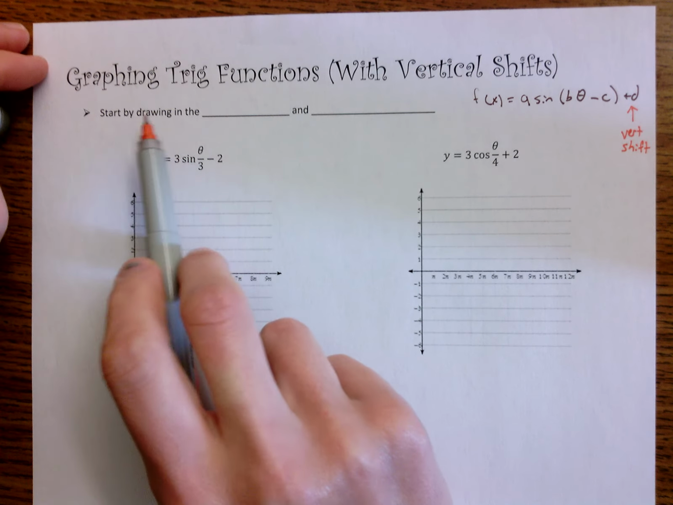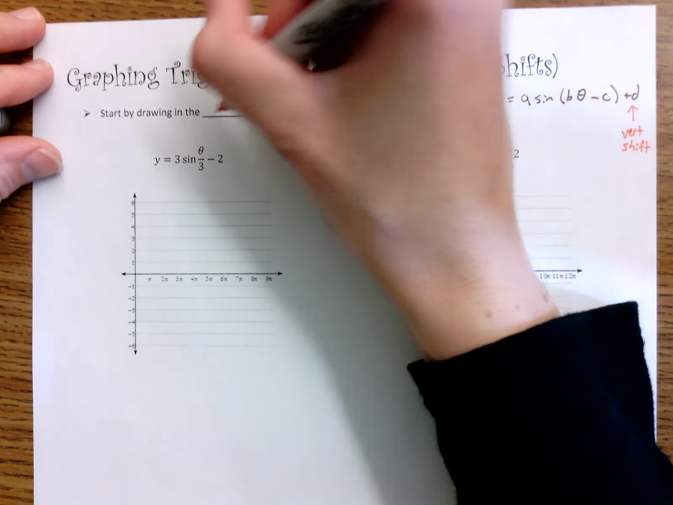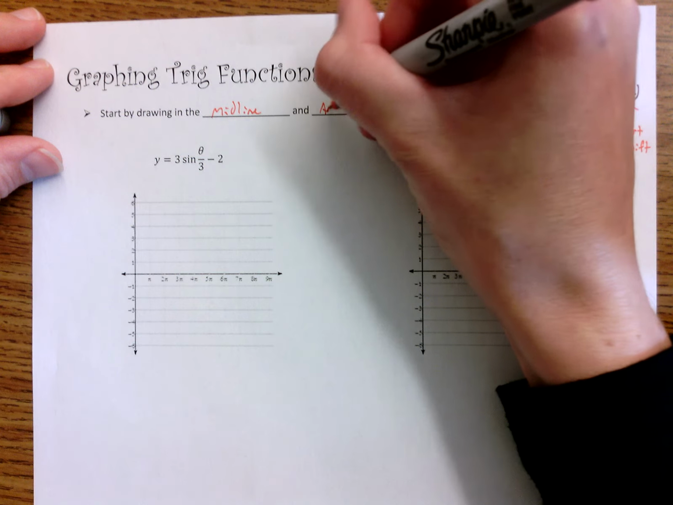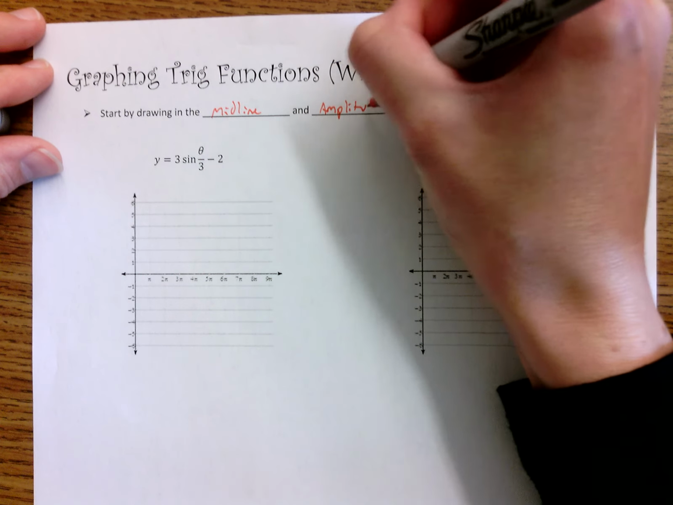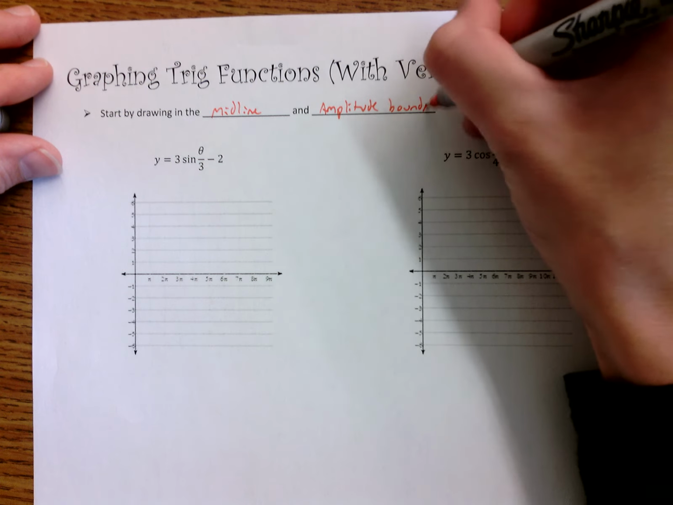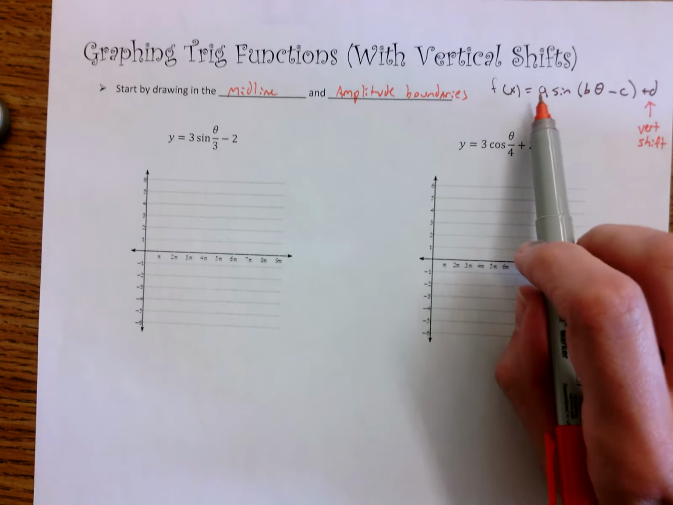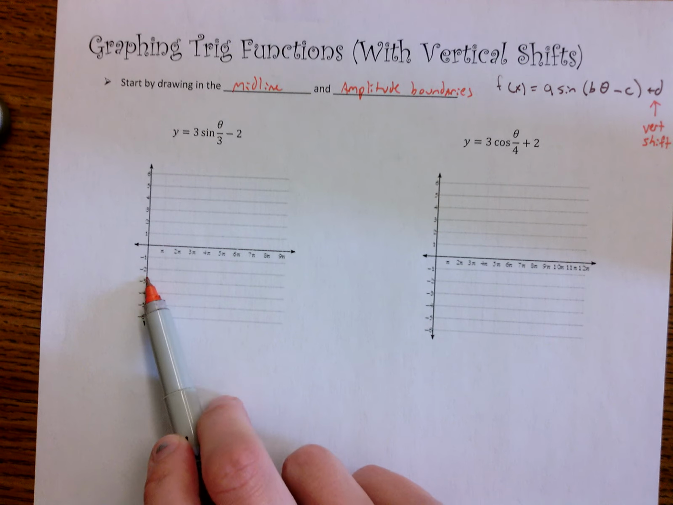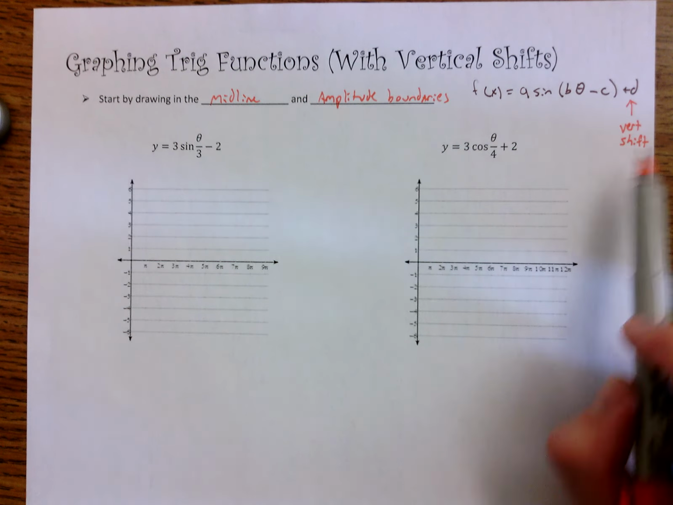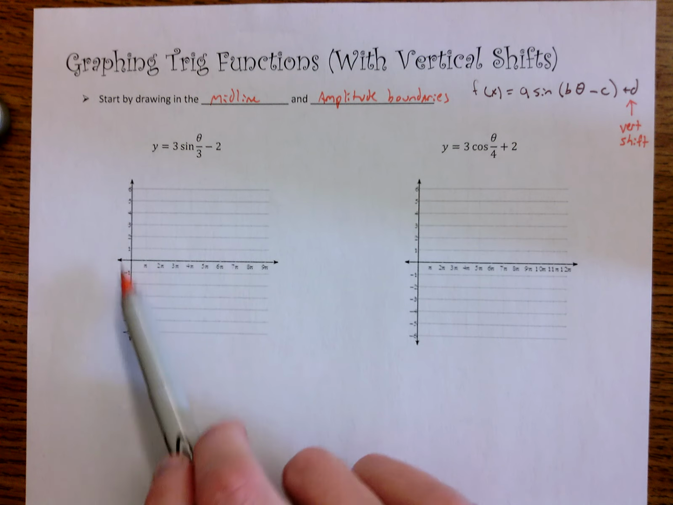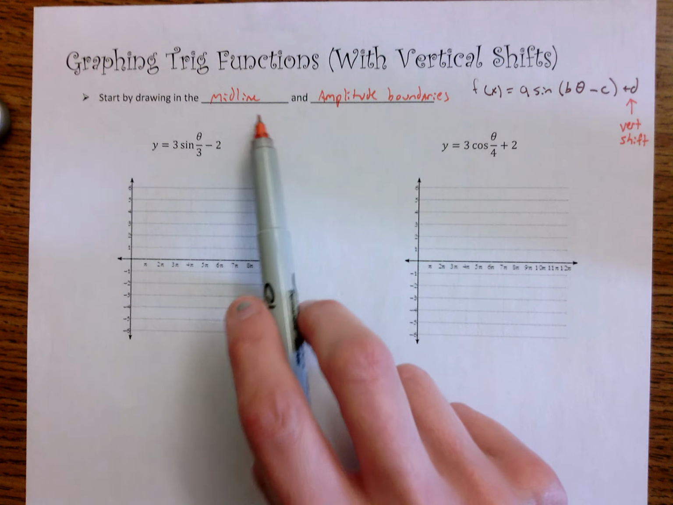When you're doing these vertical shifts, you start by drawing in the midline, and then your amplitude boundaries. That's not really the technical term for it, but you know what I mean, those little dashed lines that we've been drawing in. Previously, when we did our amplitude, if this was a 3, it would just go between 3 and -3. Once you start adding vertical shifts, that moves your midline and that will change. So it won't be 3 and -3. It'll be 3 above and below your midline.